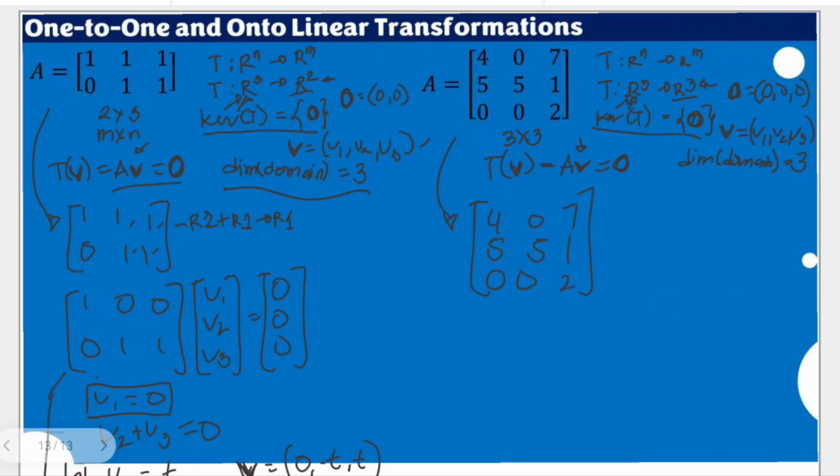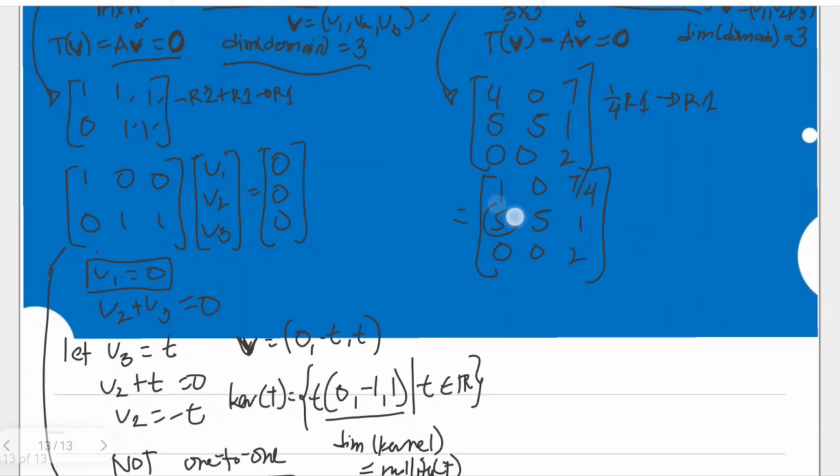The first step here is to come up with a leading 1. Let's make this 1 by multiplying 1/4 to row 1. Okay, so we'll have here 1, 0, that's 7/4, 5, 5, 1, 0, 0, and 2. Next, let's make this 0 by multiplying -5 to row 1 plus row 2 for a new row 2. We don't need to manipulate that because that's already 0.